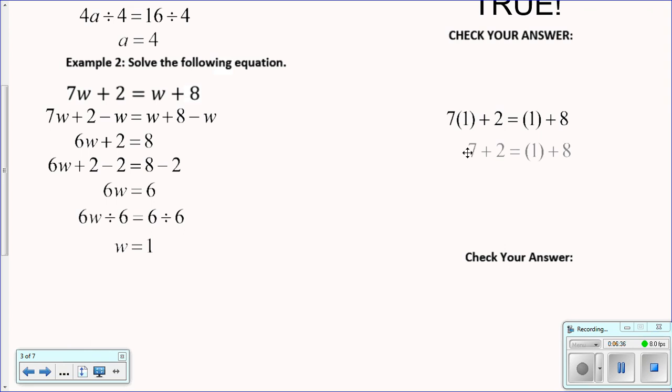7 times 1 is 7. 7 plus 2 is 9. 1 plus 8 is 9. So because it came out true, w does equal 1. Okay?